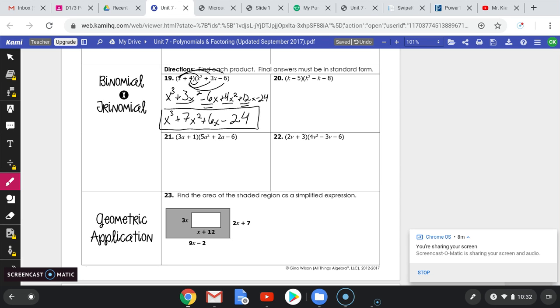All right. Let's just look at another one just to see. So for 21, 3a times 5a squared, 15a cubed. 3a times 2a, 6a squared. 3a times negative 6, negative 18a. 1 times 5a squared, 5a squared. 1 times 2a, 2a. 1 times negative 6, negative 6. Combine like terms. 6a squared combines with 5a squared to make 11a squared. Negative 18a combines with 2a gives me negative 16a. And then minus 6.